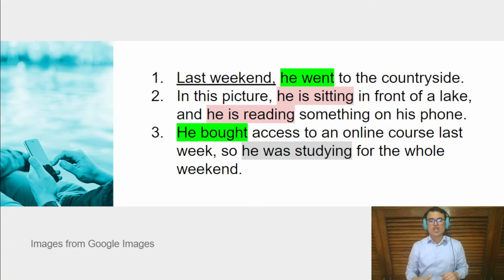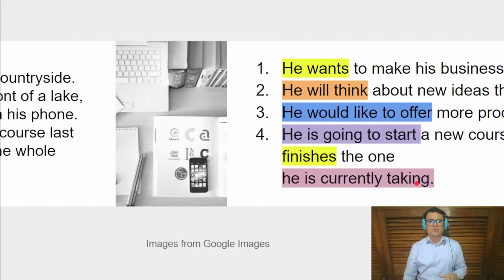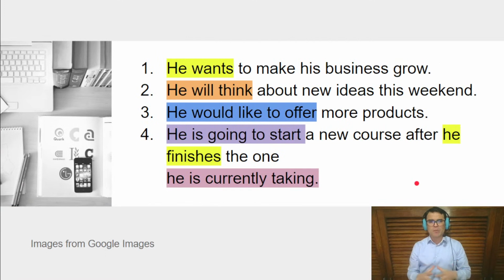He bought. So he was studying for the whole weekend. Okay, that is about an action that was in progress in the past, right? Amazing. And you have the subject, the verb to be, and the verb in ing. Was is the verb to be in the past. Now, here we have different grammar tenses.